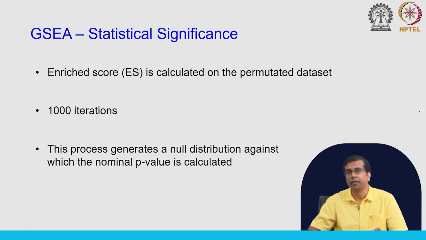So, you compare the enrichment score from the original data set with the null distribution and you calculate the nominal p value, again looking at how extreme the actual enrichment score is compared to the null distribution that has been generated by the permutation.